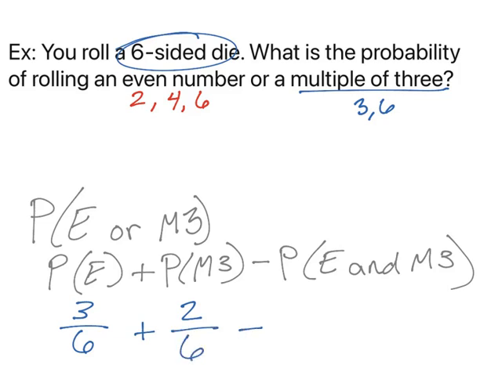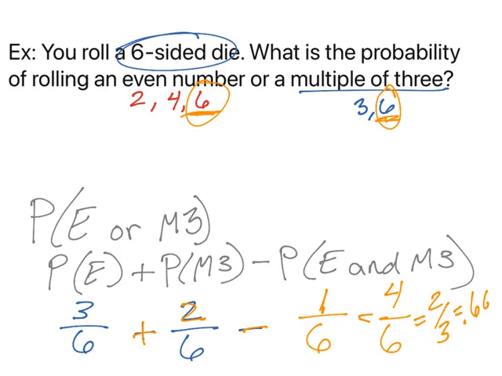Now, how many numbers do these two sets share? They each have a 6. That means they share 1 out of 6 total numbers, right? Because we counted 6 twice. We counted it as part of this group and part of this group, which is not what we want to do. So our denominator is 6. That's great. We take 3 plus 2, which is 5, minus 1, which is 4. That reduces to 2/3 or 0.667 rounded to 3 places.